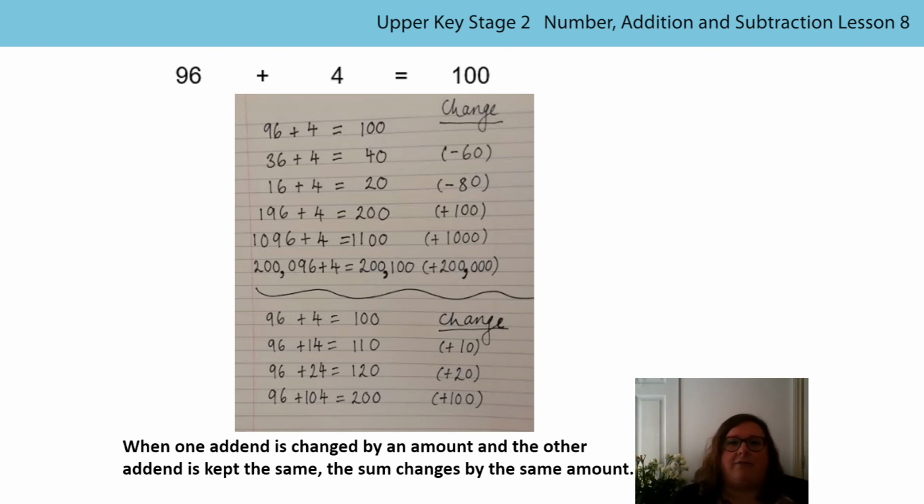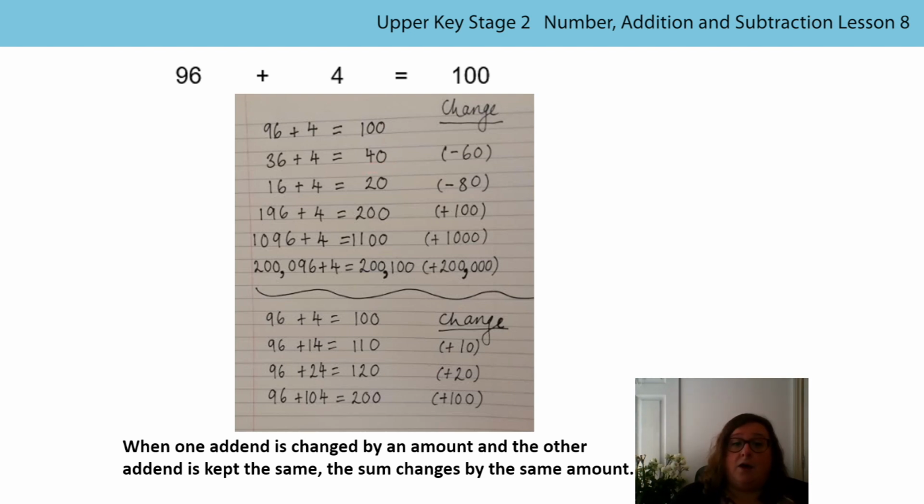I would use this generalisation to explain what's happening. When one addend is changed by an amount, so that could be an increase or a decrease, and the other addend is kept the same, the sum changes by the same amount. So you can see here where I decreased one addend by 60, and I kept the second addend the same, my sum decreased by 60.